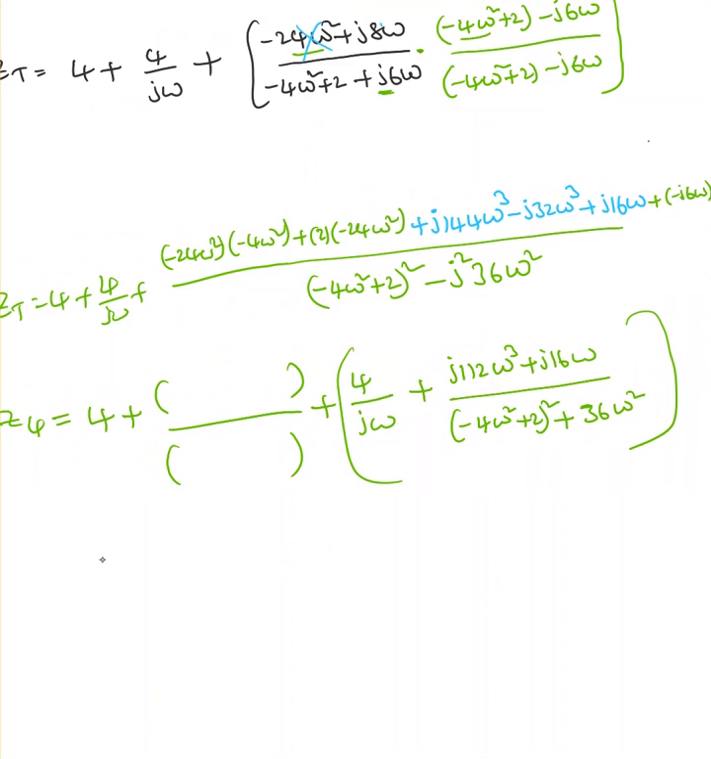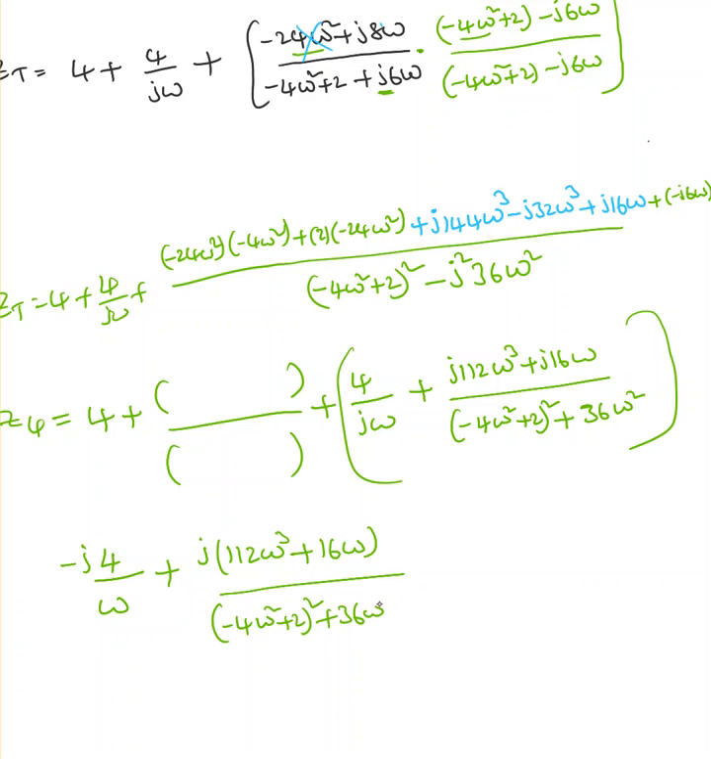So when I make that equal to 0, minus j over 4 plus j 112 omega cube plus 16 omega divided by, this is omega, minus 4 omega square plus 2 whole square plus 36 omega square equal to 0. When I make the imaginary part equal to 0, I told you this is no longer omega, this is going to be omega naught.